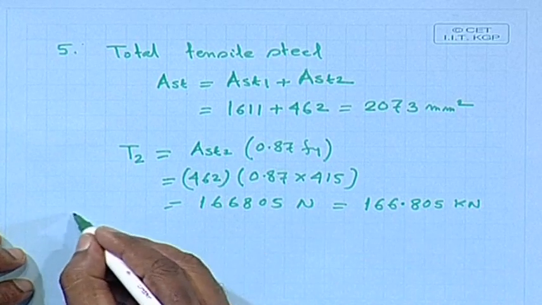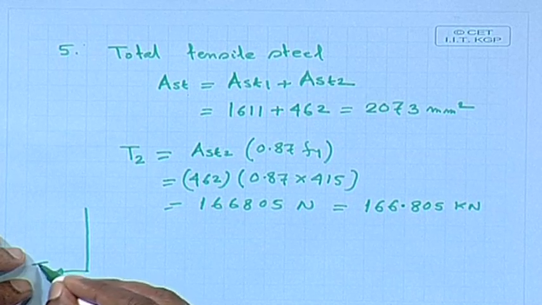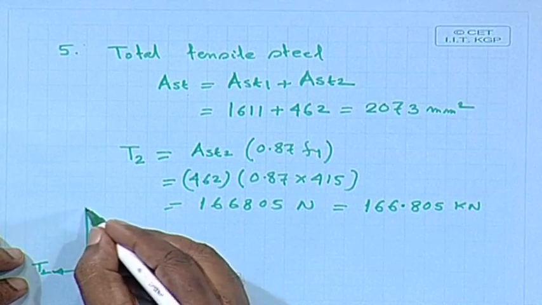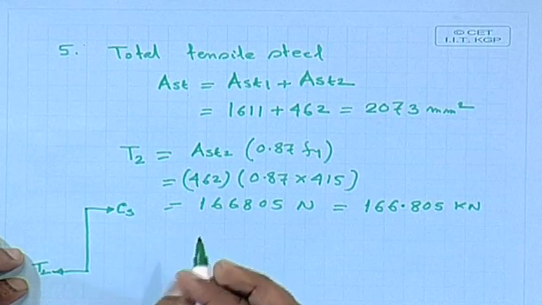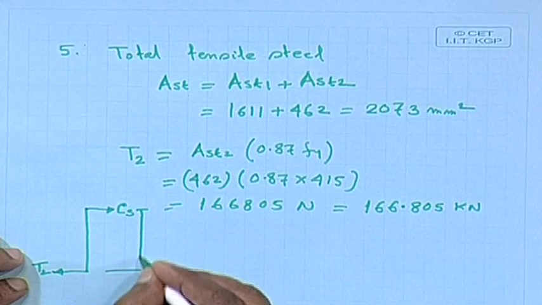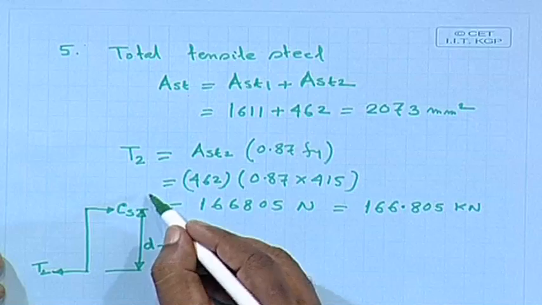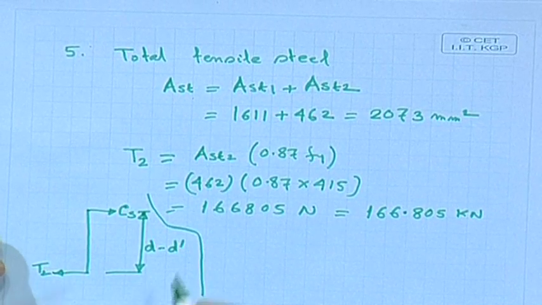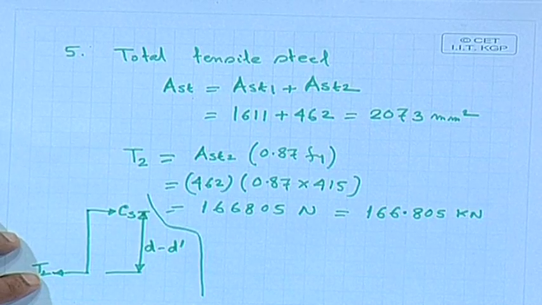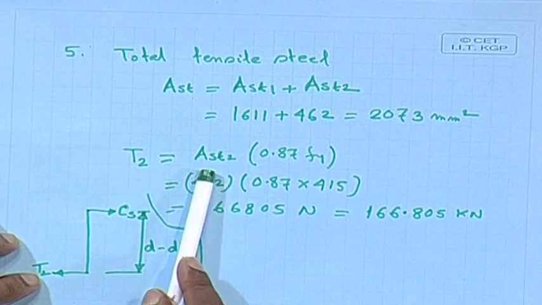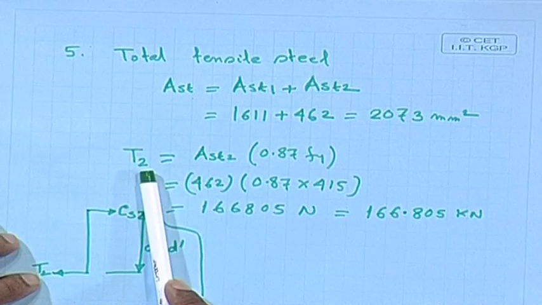This force, if I say T2, we are talking about the steel beam, and Cs. What is the distance between these two? d minus d dash. So, T2 I know because we are assuming that steel will reach the yield stress, and that is why it is simple, we can immediately calculate the Ast2, and since we have already computed Ast2, we can find out the tensile force.